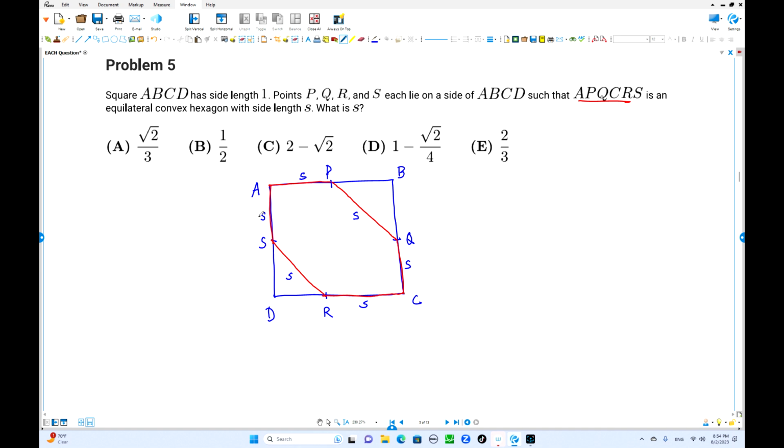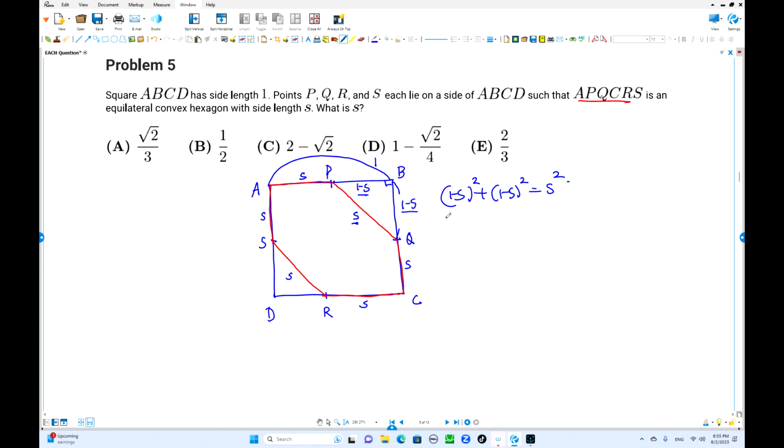So what is the value of s? The length of this side is 1. What is this side? 1 minus s. What is this side? 1 minus s too. Can you see that in this right triangle two legs are equal? This is the hypotenuse. This is an isosceles right triangle. You can apply the Pythagorean theorem, or you can use a special right triangle. I'm going to use just the Pythagorean theorem. So (1 minus s) squared plus another (1 minus s) squared equals s squared, right?